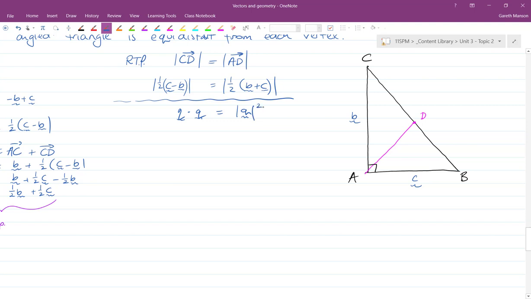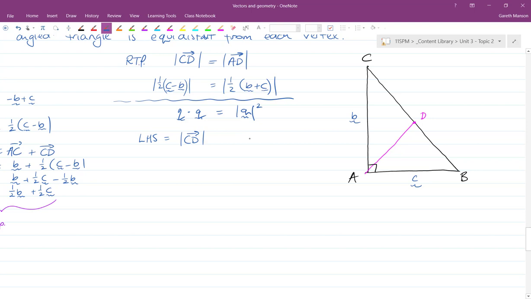Our required to prove is that the magnitude of CD equals the magnitude of AD. So we could square both sides of that, and then we're going to expand that. So what I'm going to do is start by taking the left-hand side of our required to prove, which is the magnitude of CD squared, and I'm going to square it.